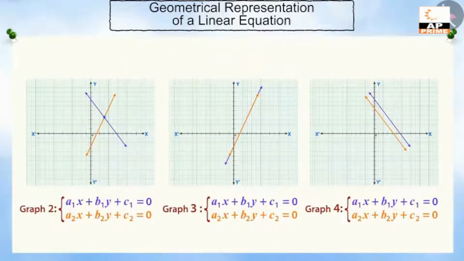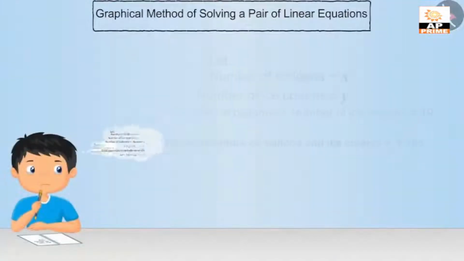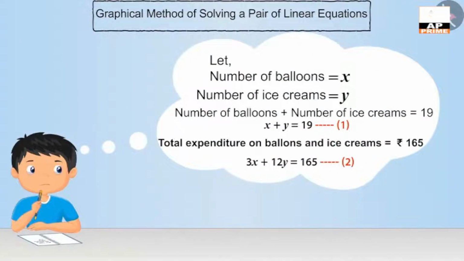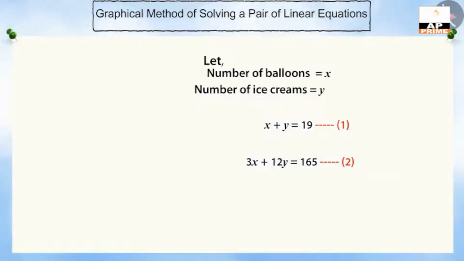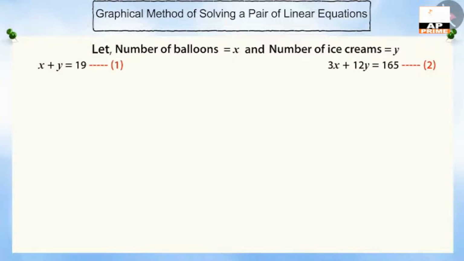So we can say that a pair of linear equations in 2 variables will denote a combination of straight lines in geometrical form. Hope you remember our previous video in which Rahul created a pair of linear equations in 2 variables to find the number of balloons and ice creams he bought on his birthday. Now he wants to know the number of balloons and ice creams by solving this pair of equations. Let's help Rahul.